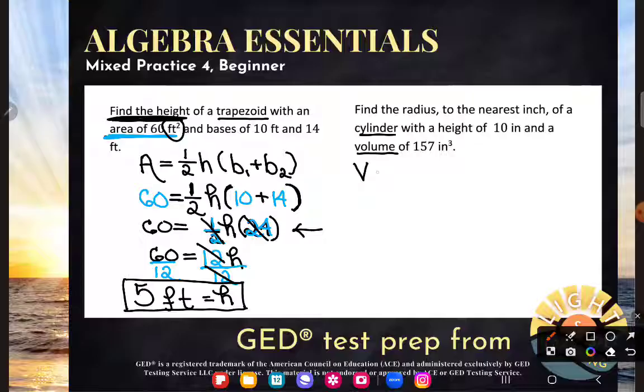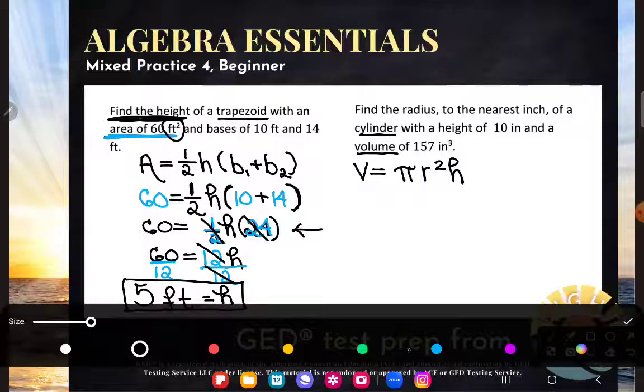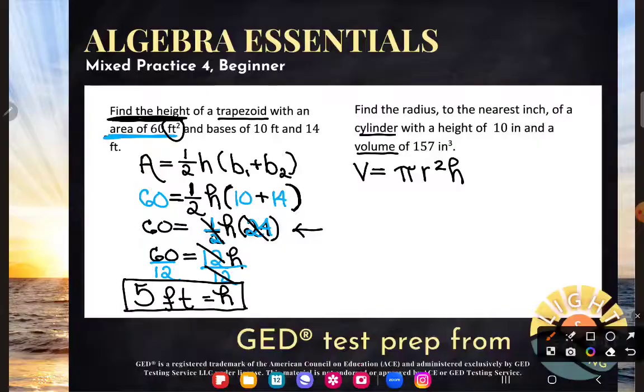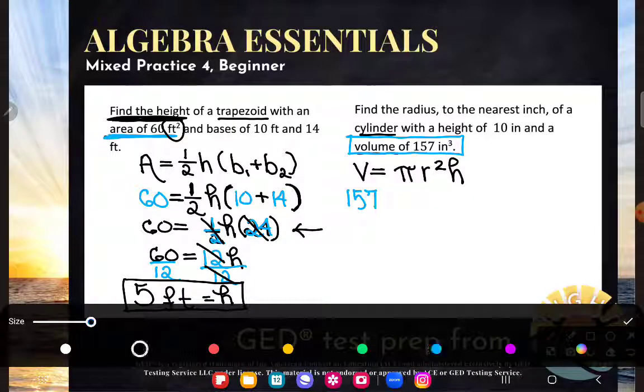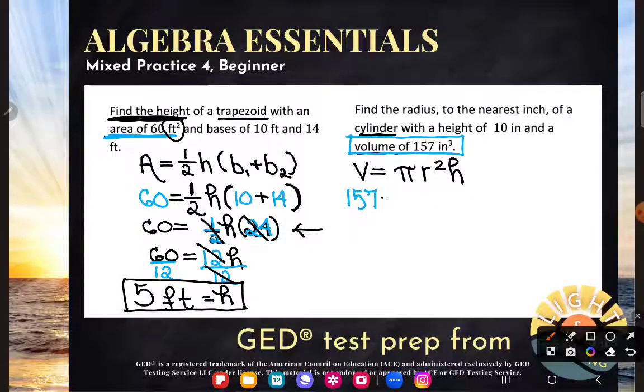So the volume of a cylinder formula is V equals pi r squared h, and we'll plug in what we know. The first letter I see is volume. Do we know the volume? Yep, we do. Volume of 157 cubic inches. So I'll put in the 157. Remember, you don't need that inches cubed, that's a unit, not a math to do.